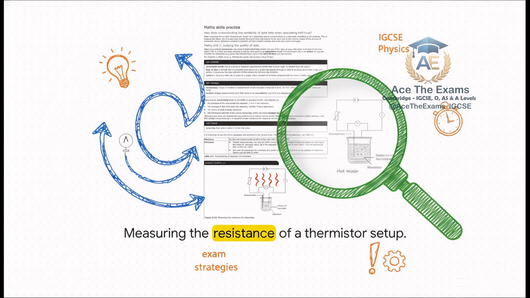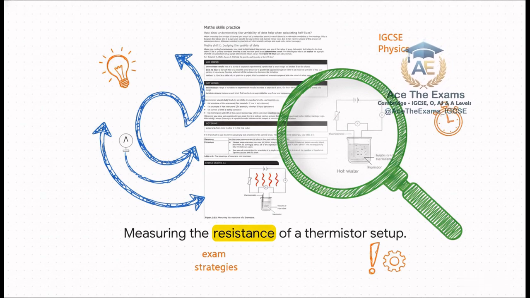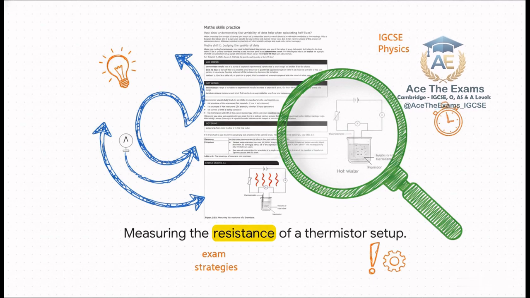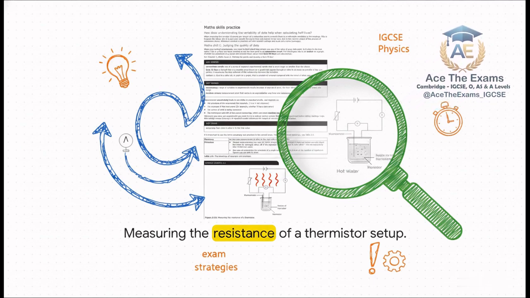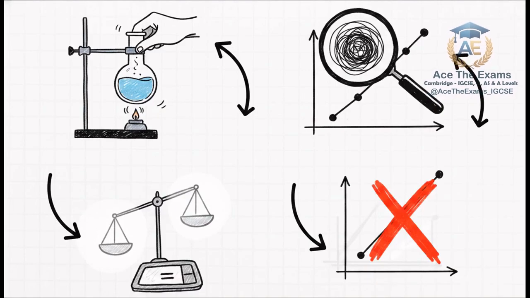We've got a thermistor placed in a beaker of hot water. It's connected in series with an ammeter and a power supply, while a voltmeter is hooked up in parallel right across the thermistor. Plus, there's a thermometer sitting in the water to read the temperature. This right here is a standard high-yield exam setup. So the big question: how do we actually minimize random errors in this specific setup to guarantee top marks?